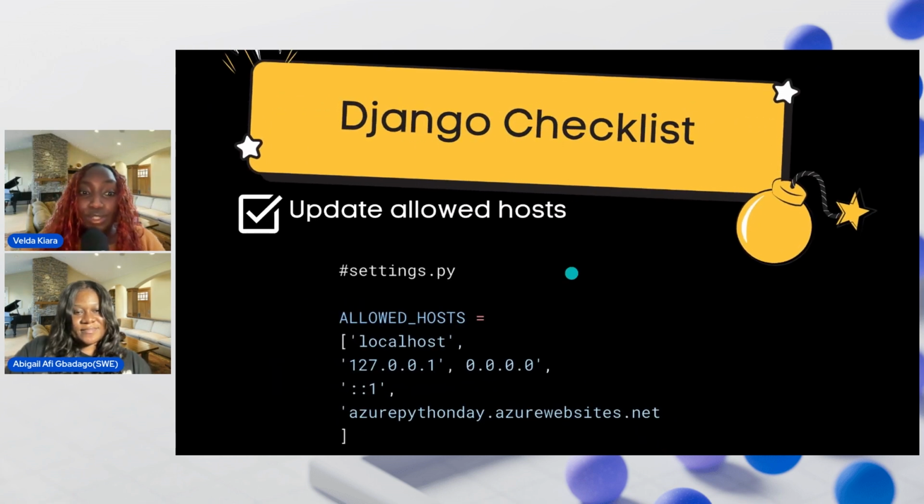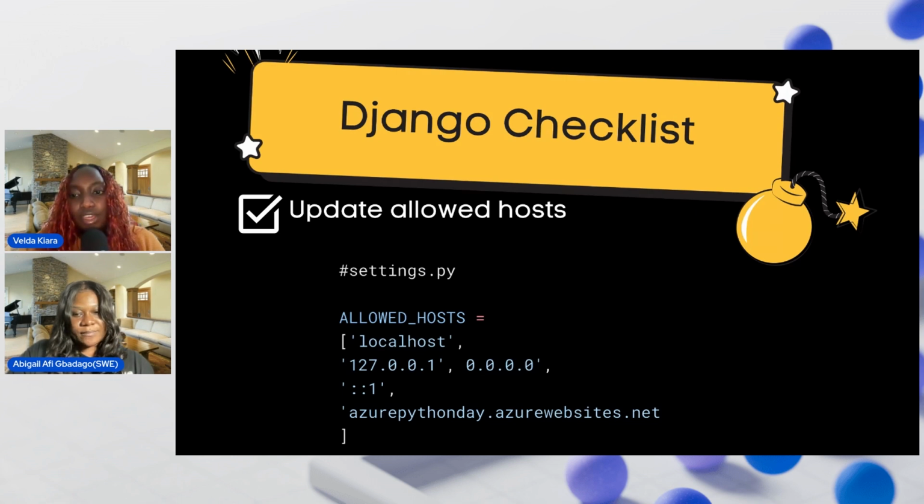Next up, you also need to add the name of the website that you're going to be using to the allowed hosts in your settings.py file. This is so that after you deploy, you can actually see your site and not get a bad request error. If you don't do this, you will definitely get a bad request error because it's not one of the names defined in your allowed hosts.